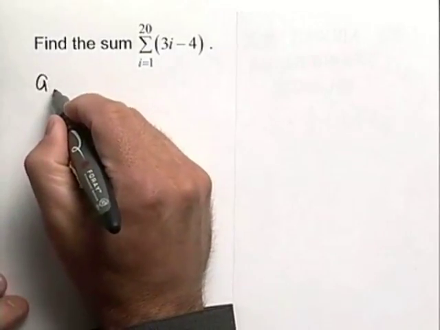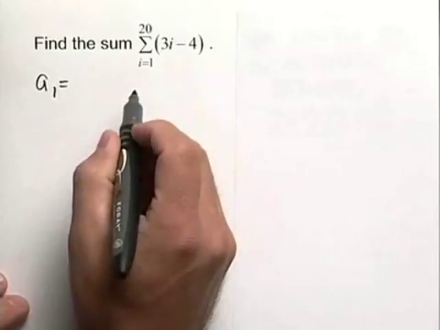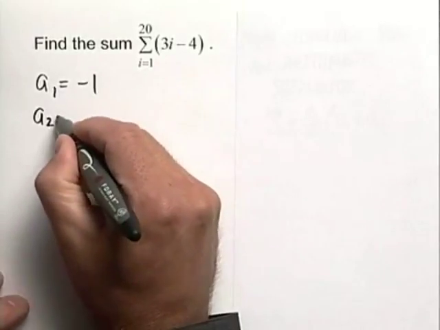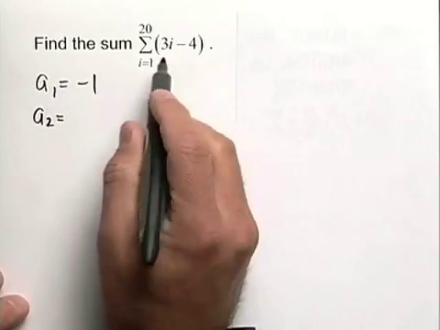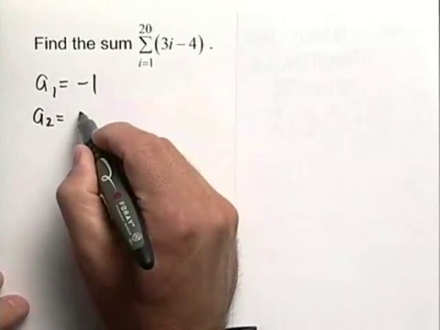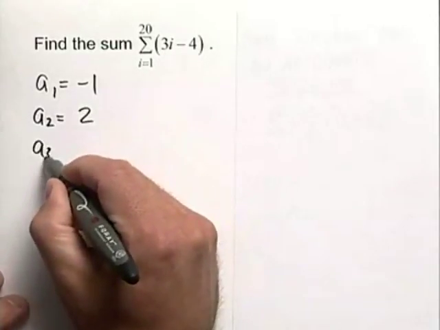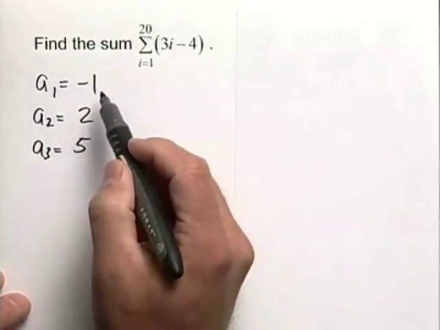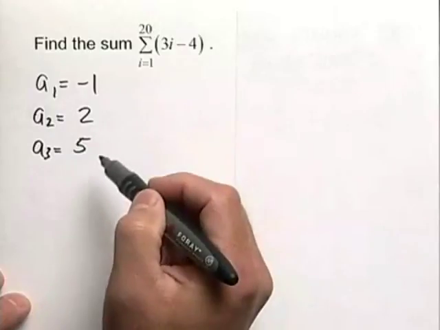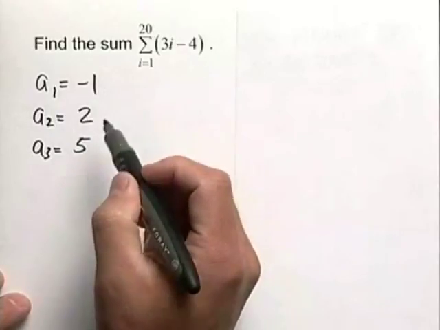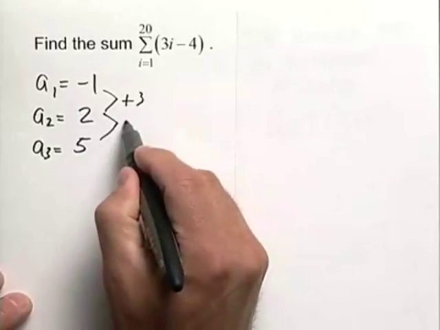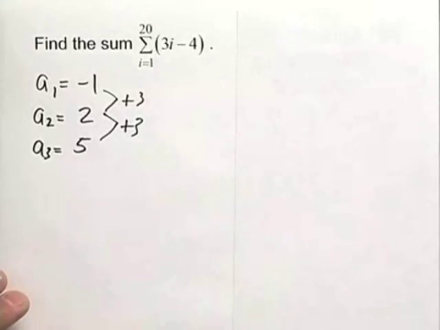For example, a sub 1, when we plug in a 1 here, we end up with a negative 1. a sub 2 would be equal to a positive 2, once we plug the 2 in here and subtract. a sub 3 would be equal to a positive 5. Now, note the change that's occurring from term to term. To go from negative 1 to 2, that's a plus 3. To go from 2 to 5, that's a plus 3. This is an example of an arithmetic sequence.